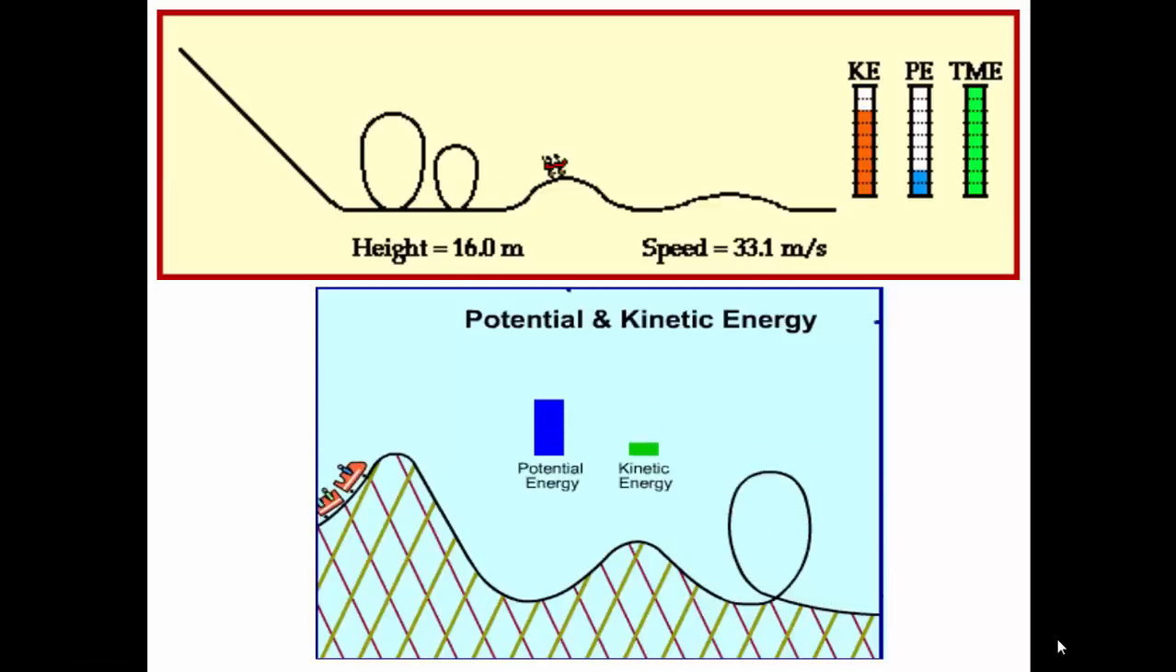So I want you to remember that there is an inverse relationship between potential and kinetic energy. And remember that mass affects potential energy, and that the total amount of energy doesn't change. It just gets transformed from potential to kinetic and back again.